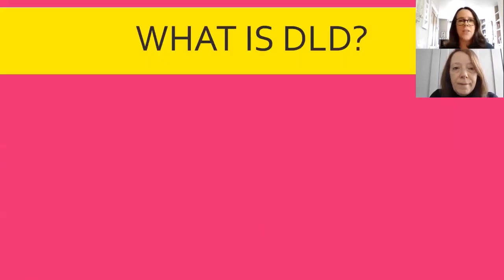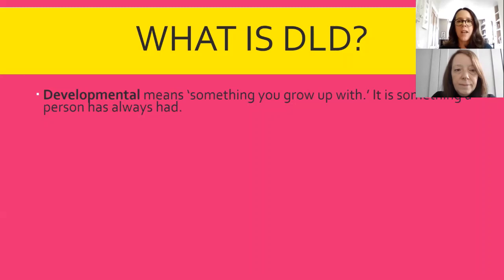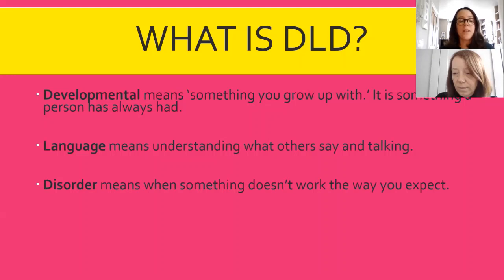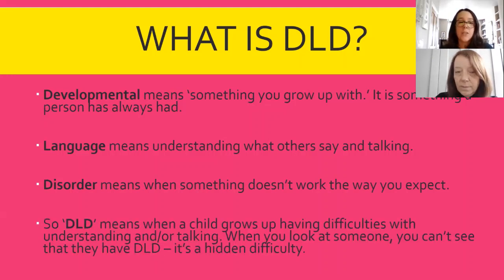Okay, so we want to explain to you what DLD is. DLD stands for Developmental Language Disorder. Developmental means something that you grow up with, so it's something that a person has always had. Language means understanding what others say and talking. Disorder means when something doesn't work the way you expect. So, DLD means when a child grows up having difficulties with understanding or talking. And when you look at someone, you can't see that they have DLD, so it's a hidden disability.